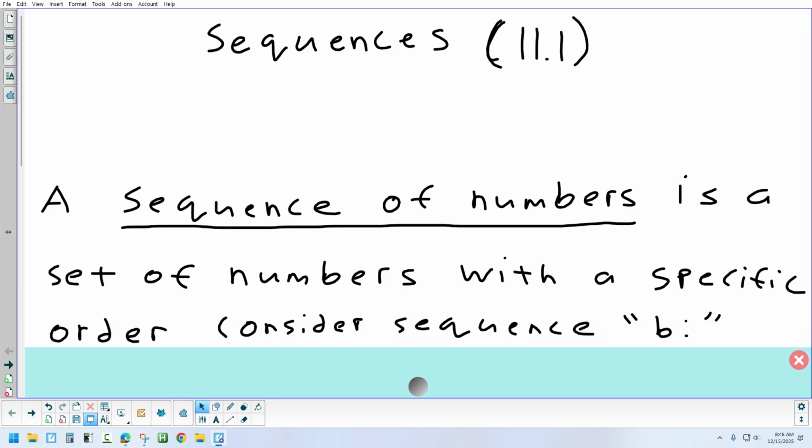So a sequence of numbers is basically just a list of numbers. It can't be random. There has to be some kind of pattern to it, or some way to be able to predict what the next one would be. So what they usually do is they'll give you some kind of formula, and that formula will help you to predict the next term. Okay? If they don't give you a formula, sometimes that's the goal of the question, figure out a formula to predict the next term.